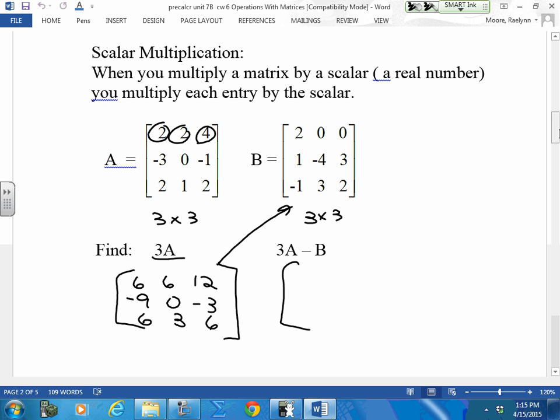So, element per element. 6 minus 2, 4. 6 minus 0, 6. 12 minus 0, 12. What is negative 9 minus 1? Negative 10. 0 minus negative 4, 4. Negative 3 minus 3, negative 6. 6 minus negative 1, 7. 3 minus 3, 0. 6 minus 2, 4.